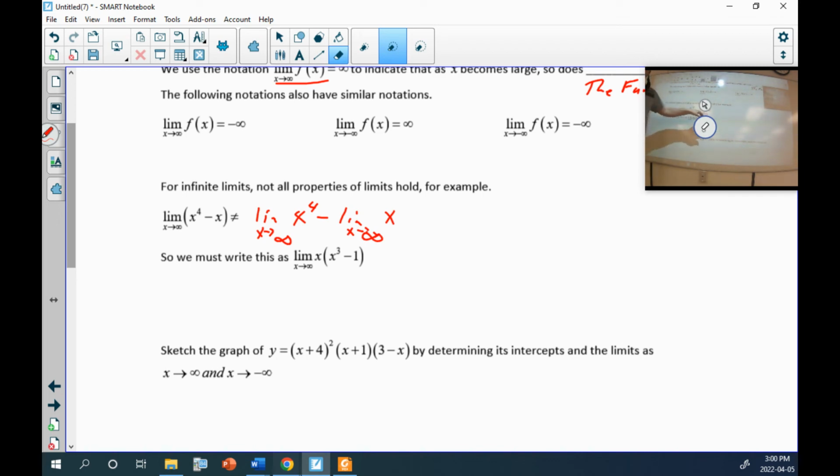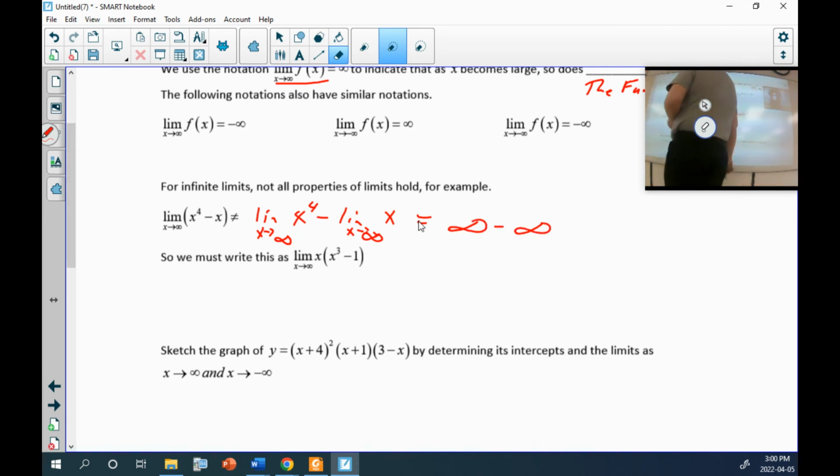What's the limit as x approaches infinity of x? Infinity. So what does this mean? Which infinity is bigger? Well, in this case it is. But in all the cases, is that going to be the case? No. So we cannot use this. Okay? This does not work.